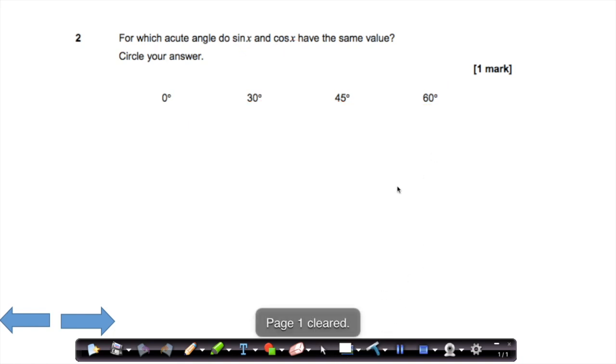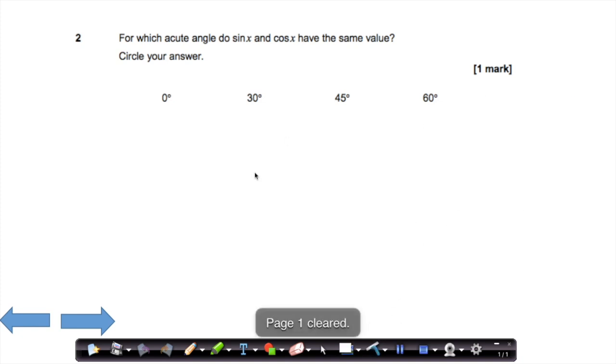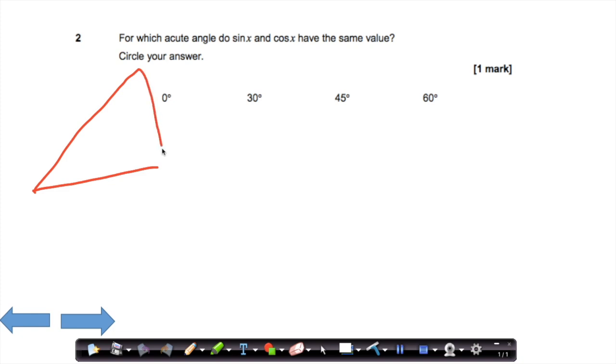Personally, I like to remember the triangles that you have. So you have the equilateral triangle, which is 2 by 2 by 2, to help you remember the 60 degree and the 30 degree angles. But for this one, I'm going to save a bit of time because the equilateral triangle does get shown later on. We'll look at which acute angle do sin x, cos x have the same value.